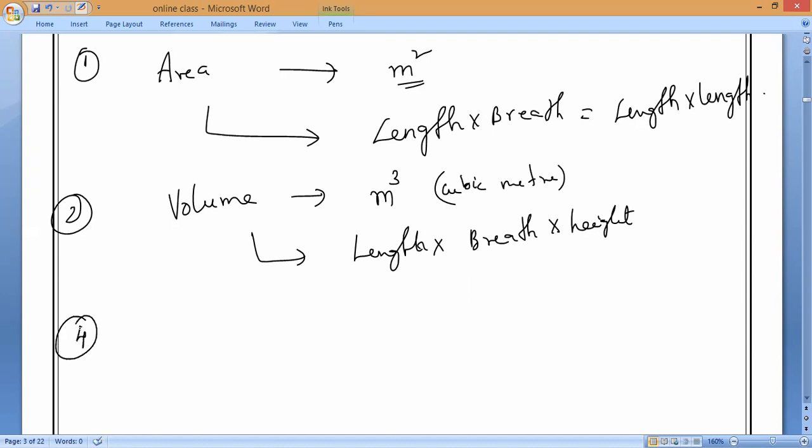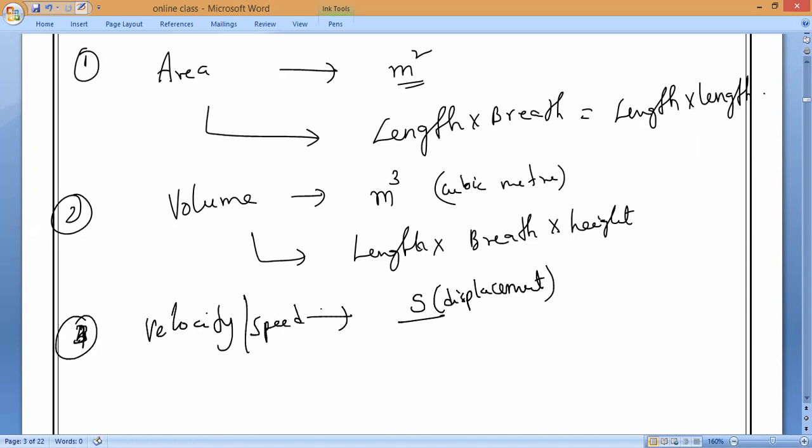Let me take velocity now. Velocity we will take first, later we'll go to force. What is the formula of velocity, everybody? Velocity or speed, both are the same. Keep it in mind: speed means distance by time, and velocity means displacement by time.